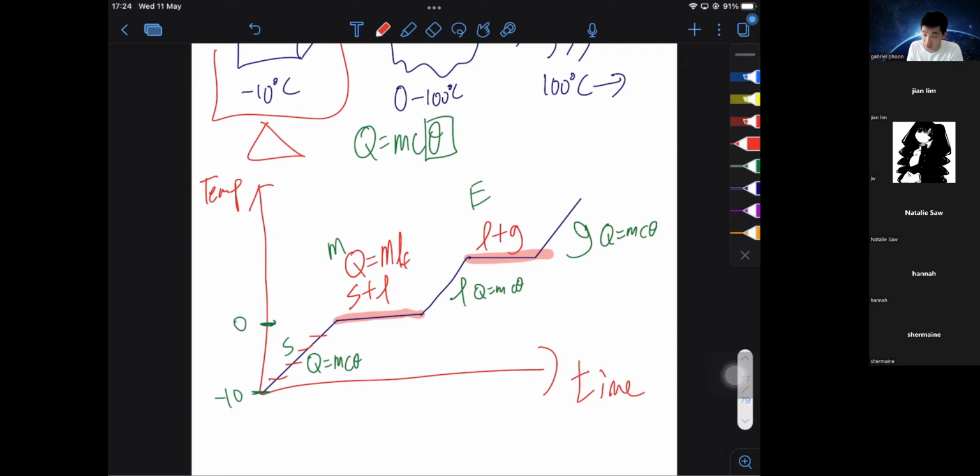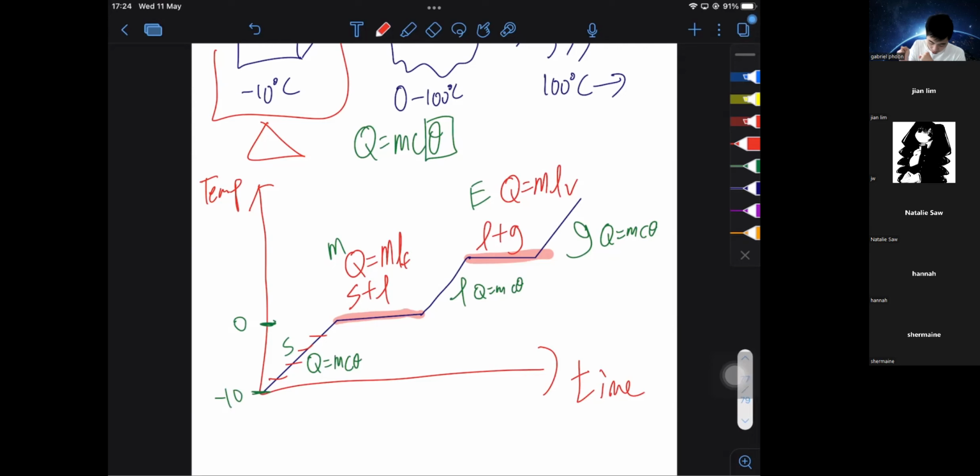Q equals M L_F is the latent heat of fusion, right? Fusion is essentially changing from solid into liquid or liquid into solid, whereas Q equals M L_V is the latent heat of vaporization. Vaporization is either changing from liquid into gas or gas into liquid. And the word itself gives us the idea, right? It already has the word vaporization in it, so it must be involving gas. So you should remember fusion is solid to liquid, and vaporization has something to do with gas. In this case here, it will be the liquid plus gas part.